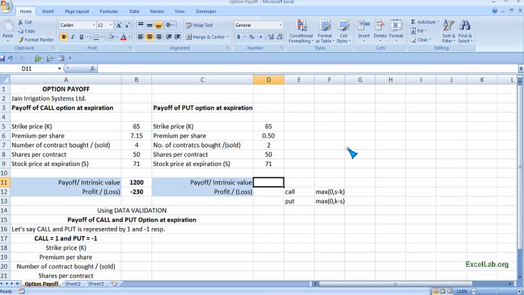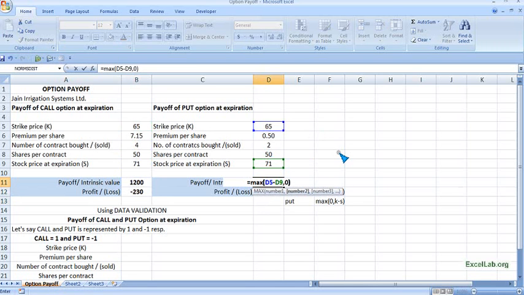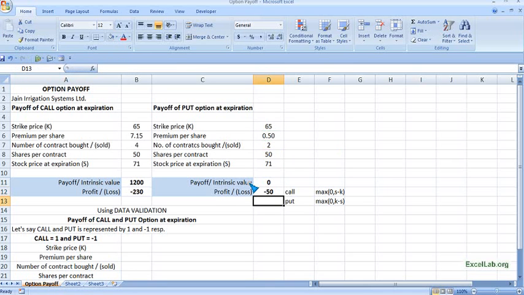Same thing we will do for the put: equal to max, your strike minus spot, and 0. So of course it will take 0, because 65 minus 71 is minus 6, and the maximum of that and 0 is 0. Again you multiply with the number of lots and shares per lot, so of course it will be 0 only, and the profit is your payoff minus the premium, multiplied by the lots and shares per lot. Now this is the profit and loss of call and put here.